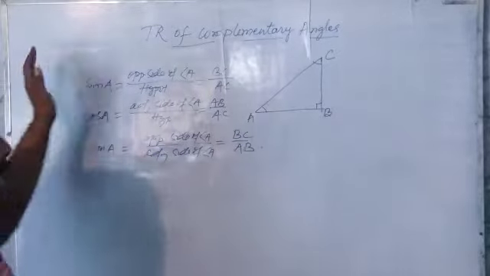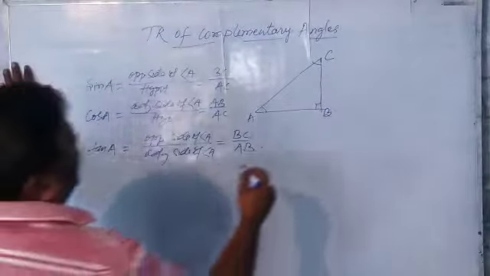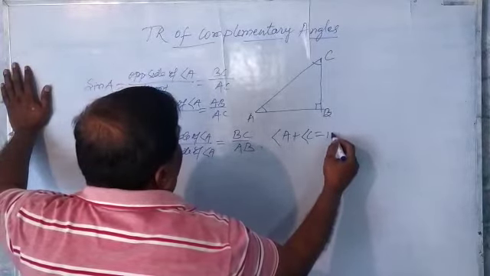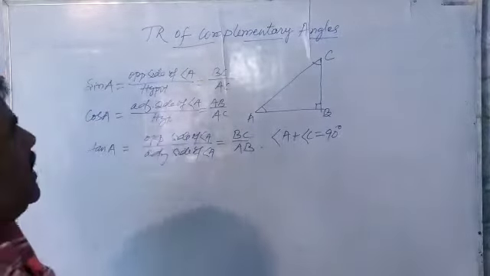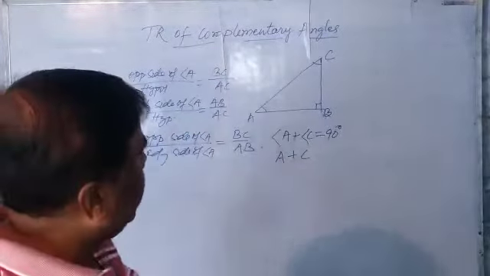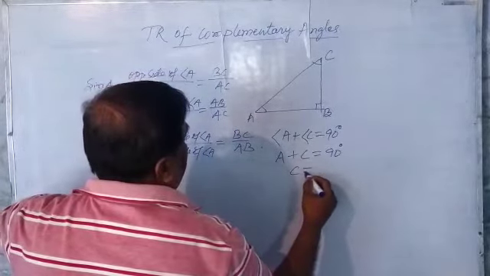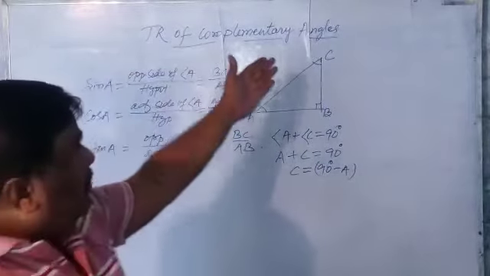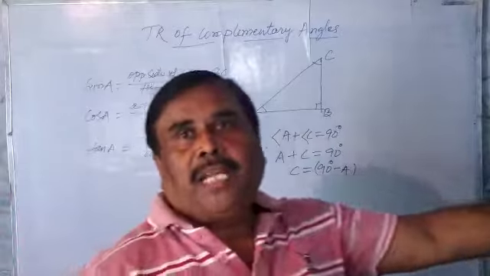As we know that the acute angles A and C are complementary angles of each other, by the angle sum property we know that angle A plus angle C is equal to 90 degrees. Since these are complementary angles, for convenience we can write it as A plus C is equal to 90 degrees. So angle C is equal to 90 degrees minus angle A. If we define the trigonometrical ratios for angle C, then we can use C as 90 minus A.